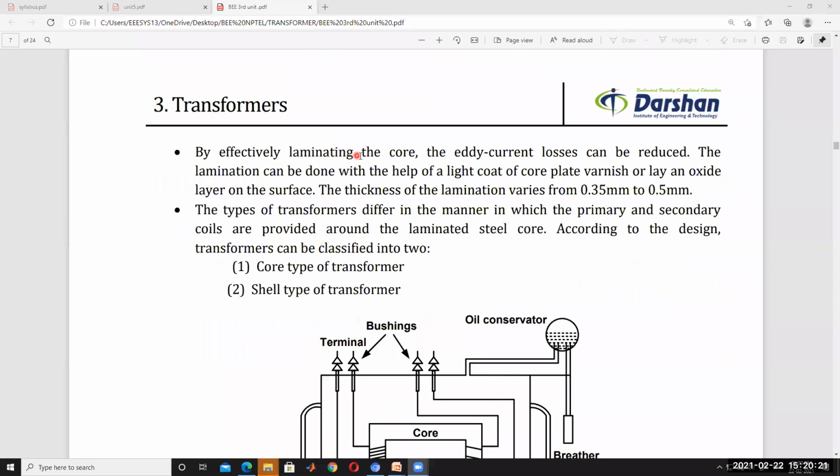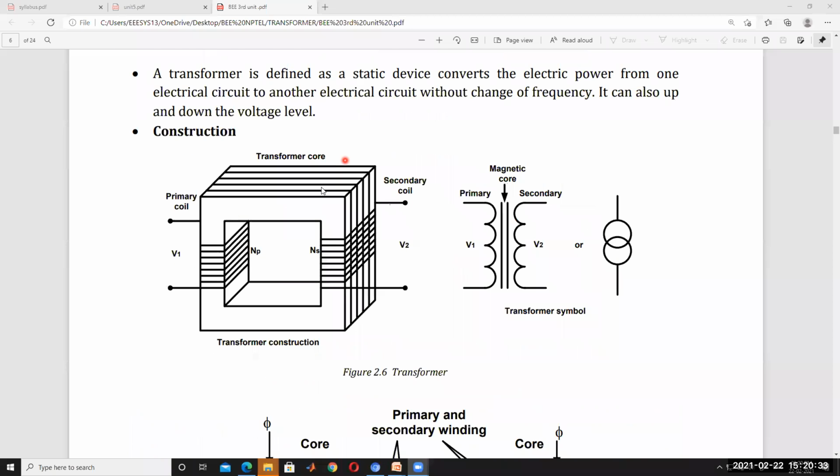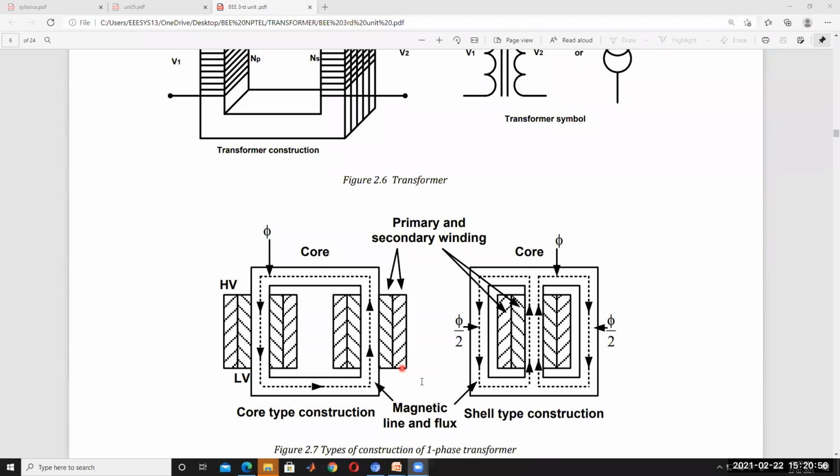By effectively laminating the core, the eddy current losses can be reduced. So the core is laminated. Here, this core and this core, these two parts, are separated by some insulation. So we have to use some insulation in between these two.